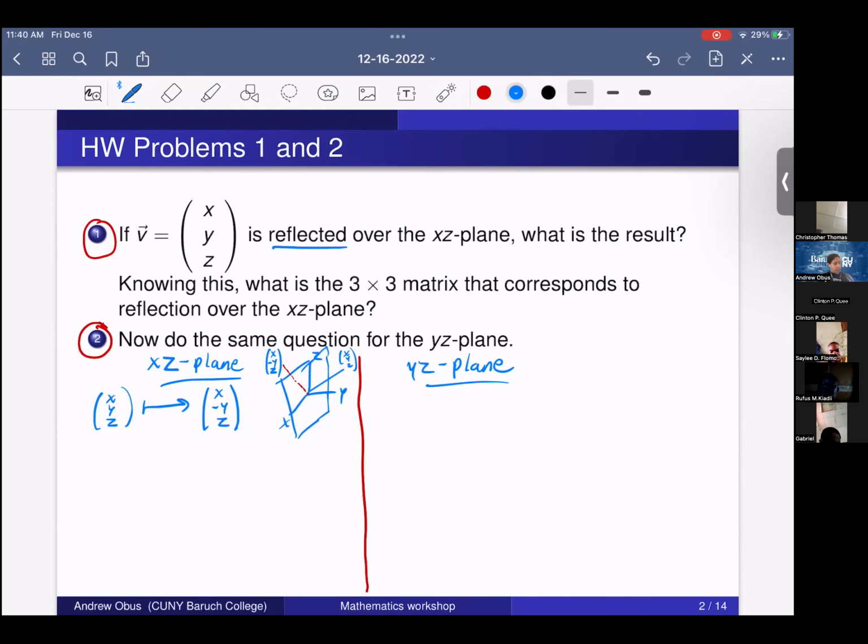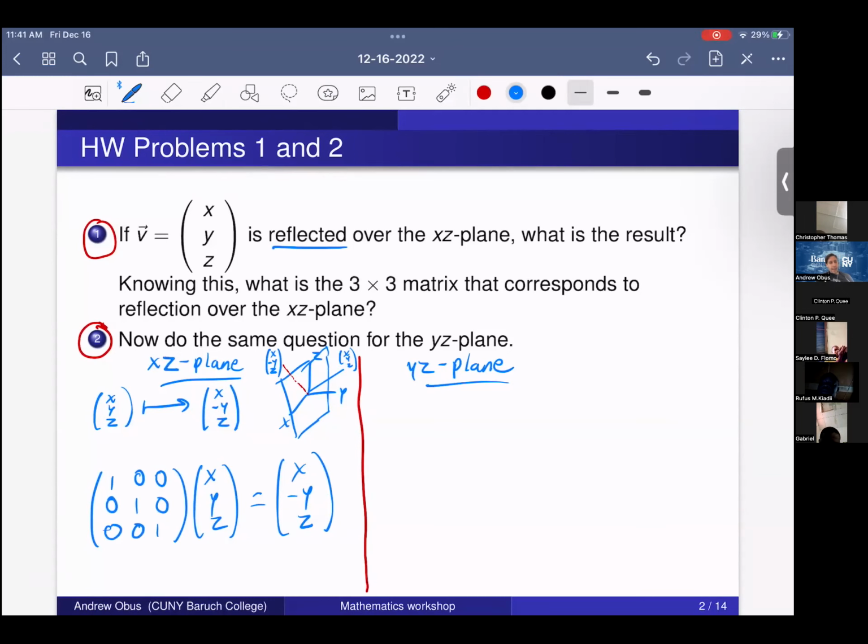Okay, and so what we want to do now is fill in what matrix, when we multiply it by X, Y, Z, is going to give us X, negative Y, and Z, right? And so what we've seen before is, well, we have the identity matrix that if you multiply it by X, Y, Z, you just get X, Y, Z again. But if we want a negative Y instead of a regular Y, what do we have to change about this matrix?